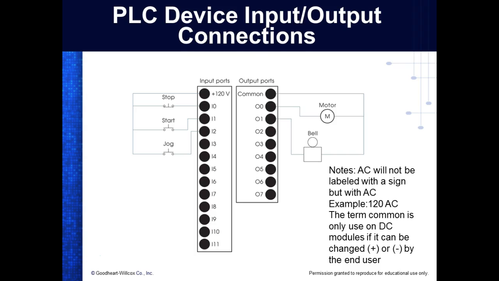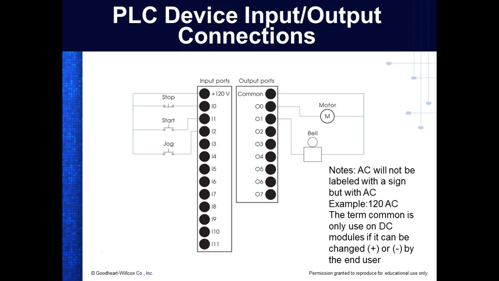AC will not be labeled plus, so that's another problem he had. If it's AC, it's going to be labeled AC. There's no such thing as plus AC, and there's no such thing as minus AC. Normally, on a PLC, we don't use the term common unless I have the ability to configure what common is.